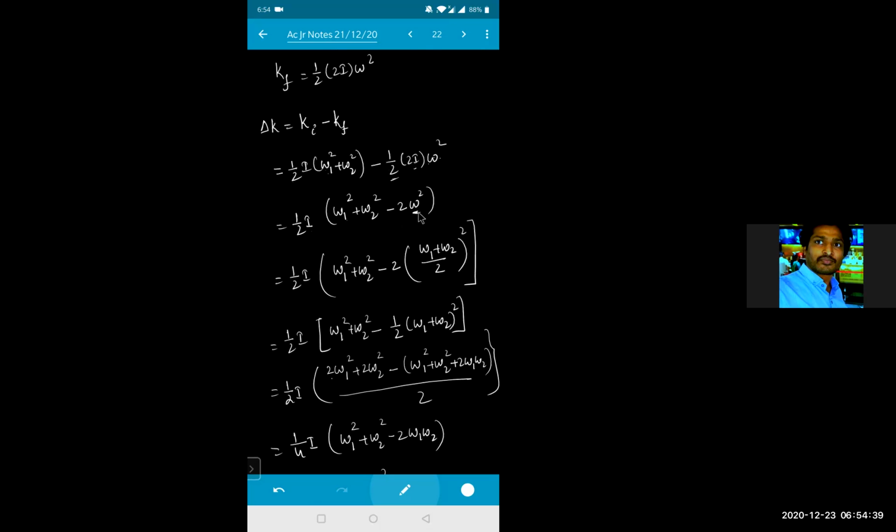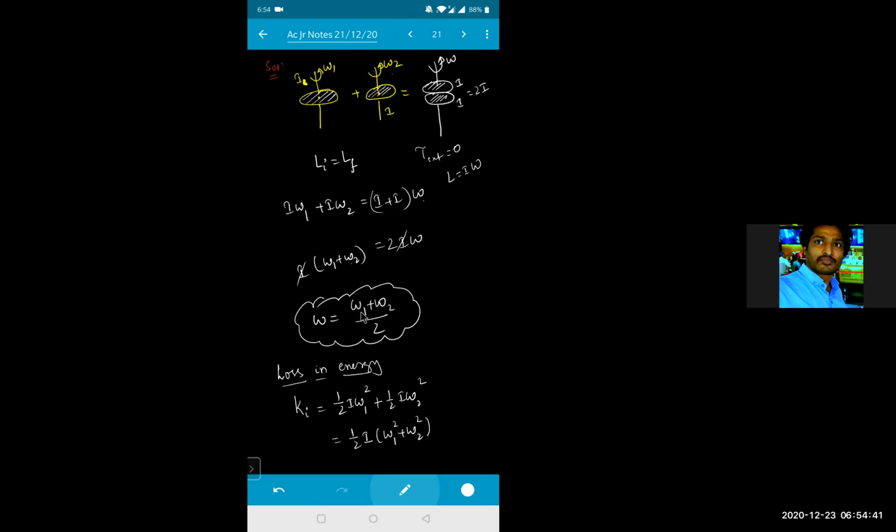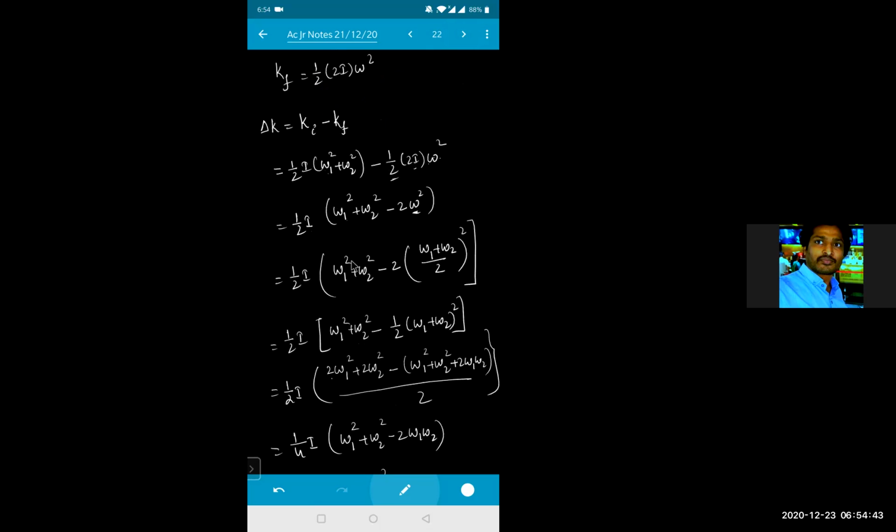This omega we already got in the problem. Omega value is omega 1 plus omega 2 by 2. So I am substituting that value here: half I into omega 1 square plus omega 2 square minus 2 times omega 1 plus omega 2 by 2 whole square. Okay?